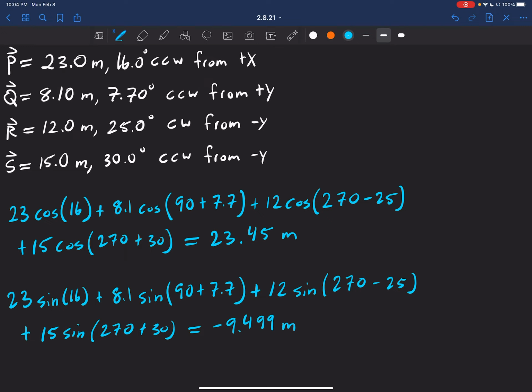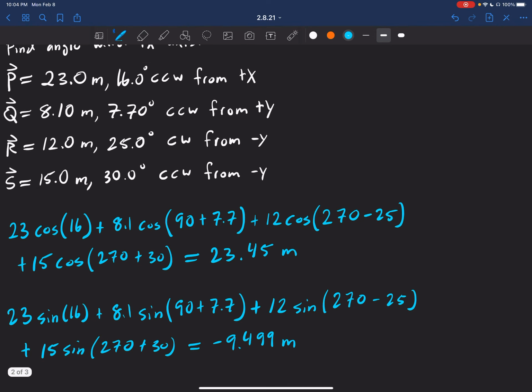And again, just to find these, it's the magnitude of the vector times the cosine of the angle for the x component, and the magnitude of the vector times the sine of the angle for the y component. The trickiest part is probably the different directions that the vectors are pointing. So you're going to want to convert them all to be pointing in the positive x direction. Otherwise, the answers are not going to make total sense. But that's how you get the sum of the x and y components.